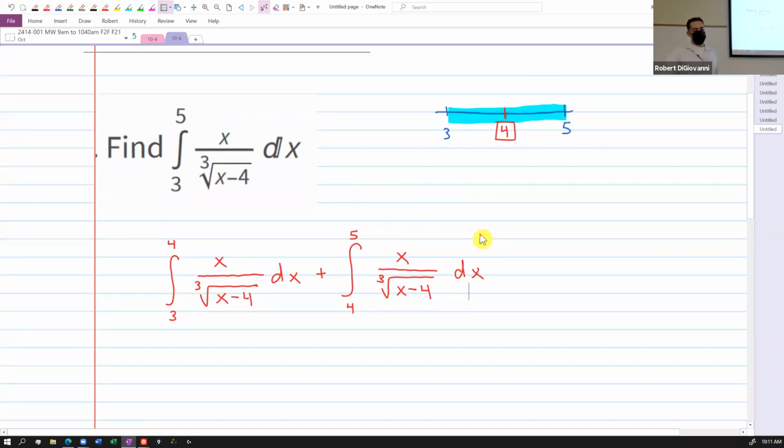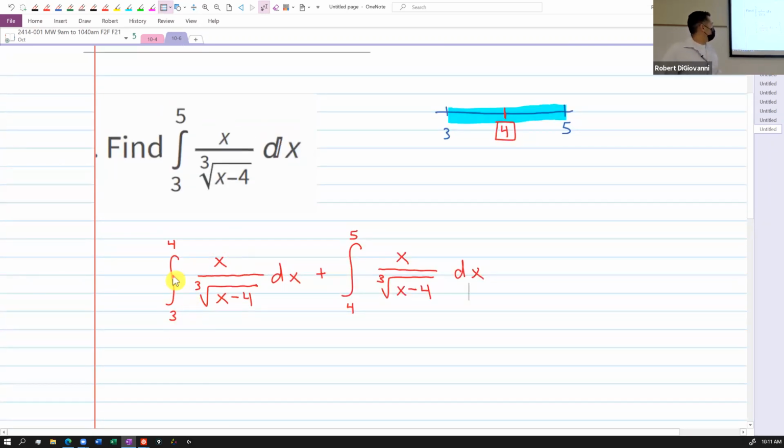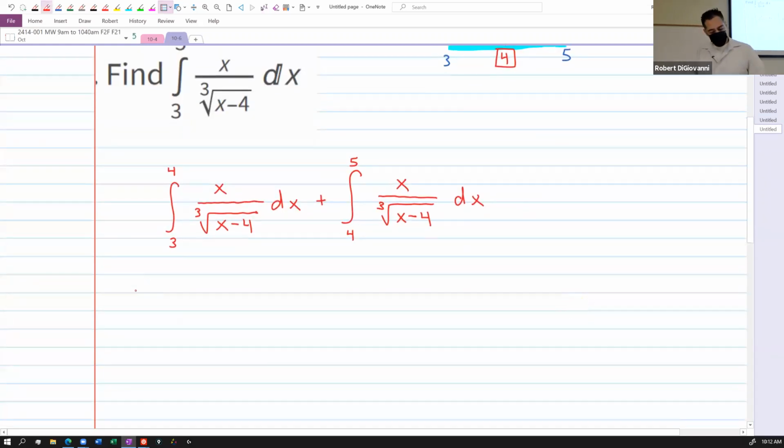All right, so first thing I'm doing is I'm just rewriting this as the integral that goes from 3 to 4, then 4 to 5. That's just me recognizing we have a problem at 4. Now, on this first integral, if I'm going from 3 to 4, I'm going to replace the 4 with t, and I'm going to approach 4 from which side? The left, because I'm looking between 3 and 4, right? So I'm going to do a left-hand limit on this one.